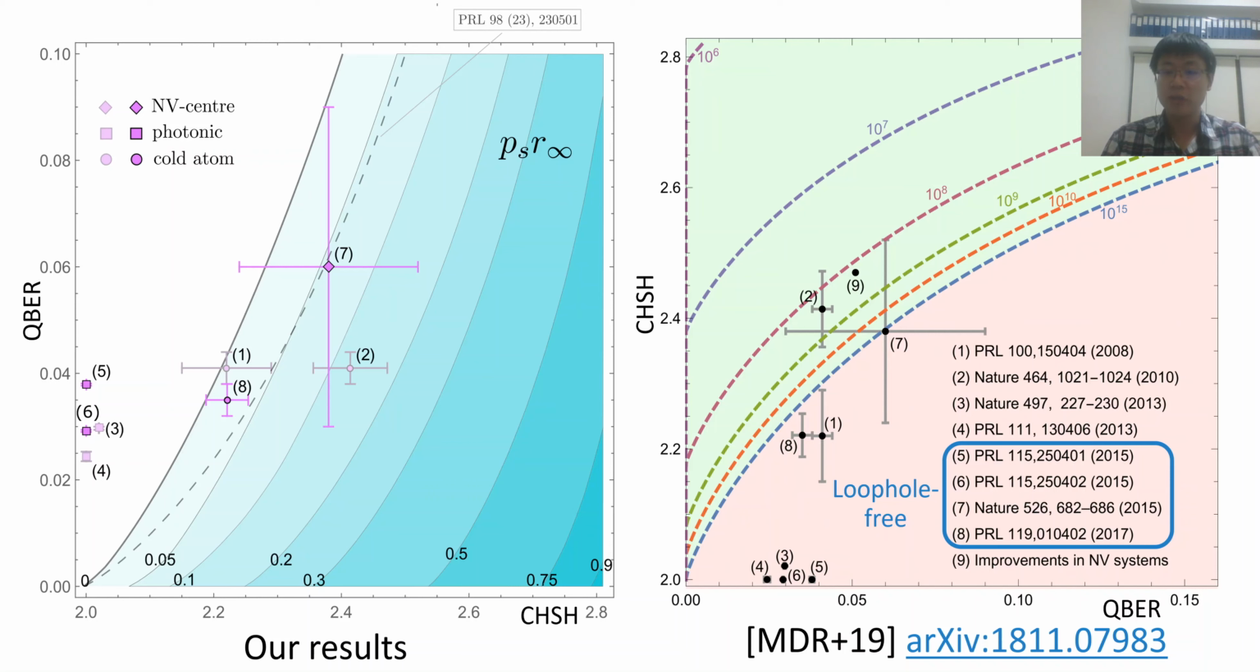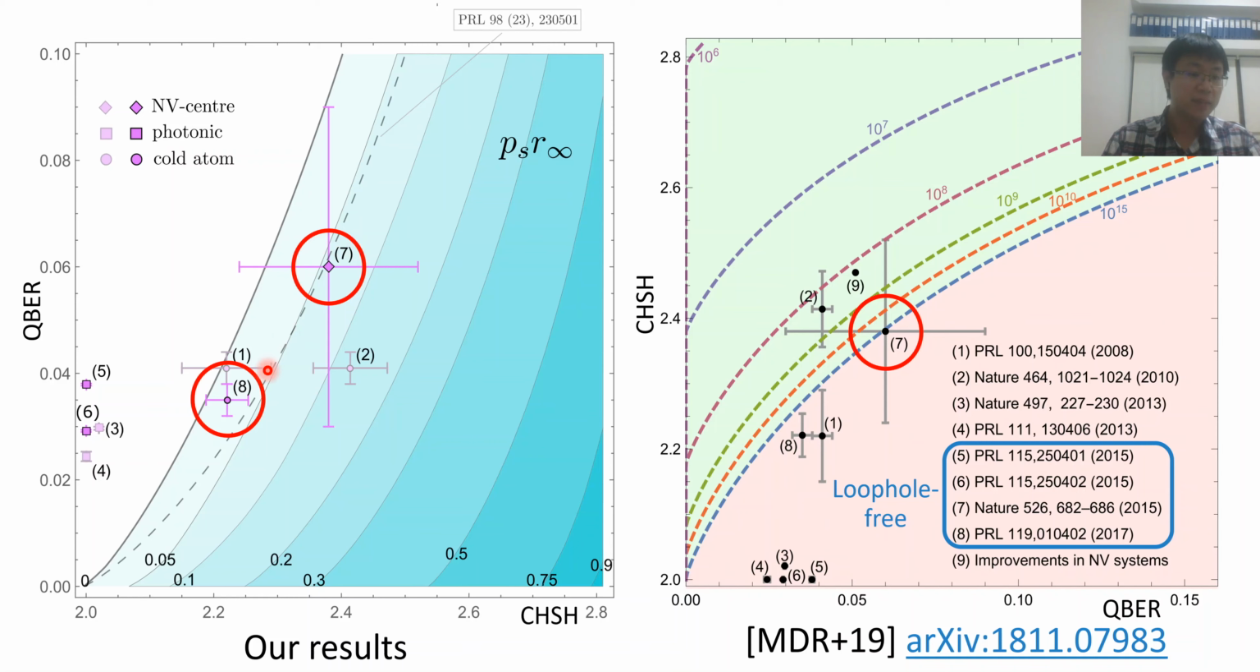So focusing only on these loophole-free Bell tests, we see that there are a few on these graphs that have essentially achieved positive asymptotic key rate. On the right-hand side, we see that experiment number 7, which is essentially the NV center Bell test, is just barely on the edge of achieving a positive asymptotic key rate using the standard protocol. But with our results on the left-hand side, we see that this experiment, number 7, has achieved a strictly positive key rate. So there is some improvement here.